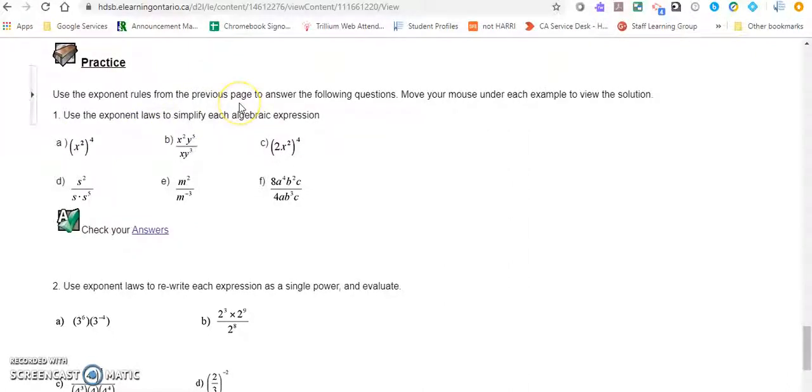Hi guys, I'm just going to go over a couple of the solutions. Even though they're provided for you, I just want to walk you through the steps so you see where everything's coming from, as well as provide some additional explanation. So this is from 1.4, the exponent laws.